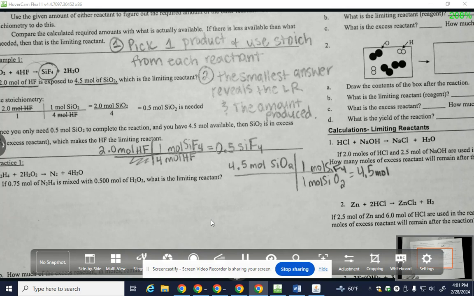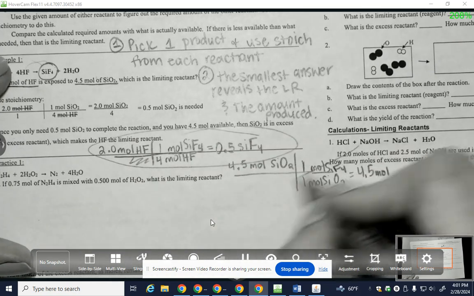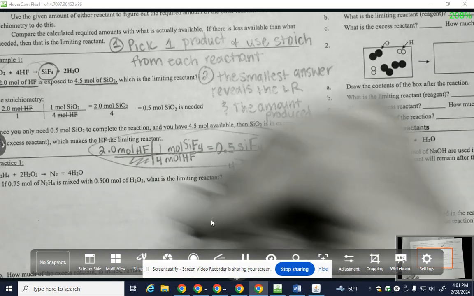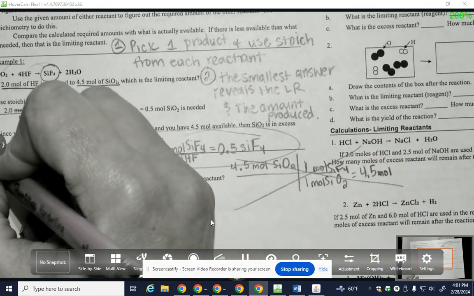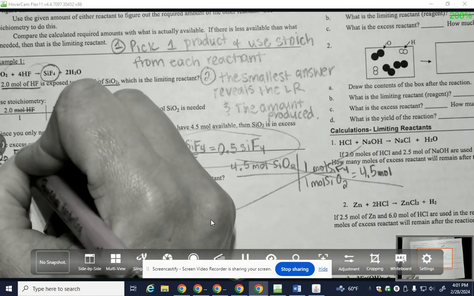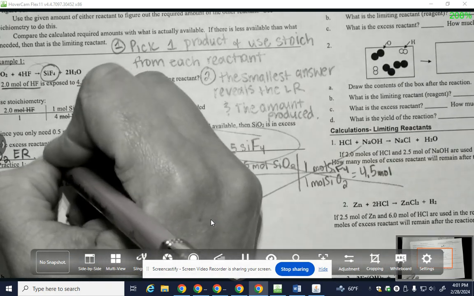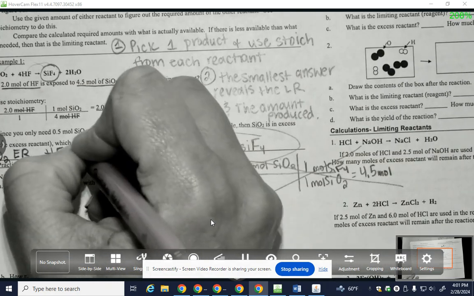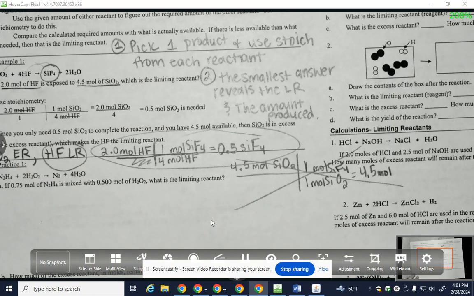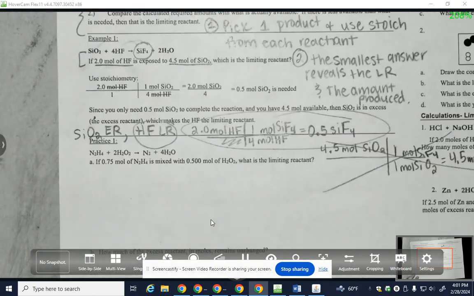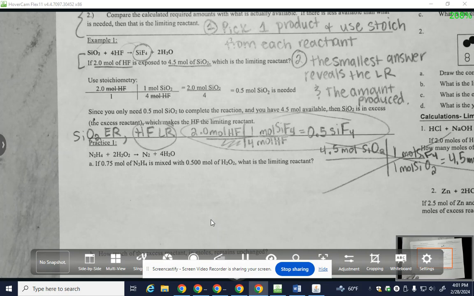Which one is my answer? Is it the 0.5 or is it the 4.5? It is the 0.5. This is the only one possible. This is not, which means that my SiO2 is my excess reactant. My HF was my limiting reactant, which ultimately was the question they were asking. So that's what you're looking at: you're doing 2 stoichiometry calculations, you're picking the smaller answer, and whoever it came from, that's your limiting reactant.